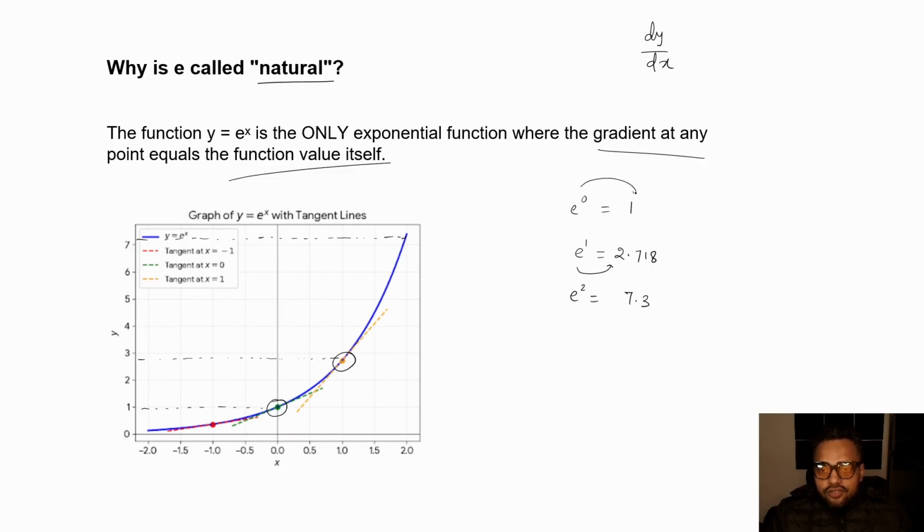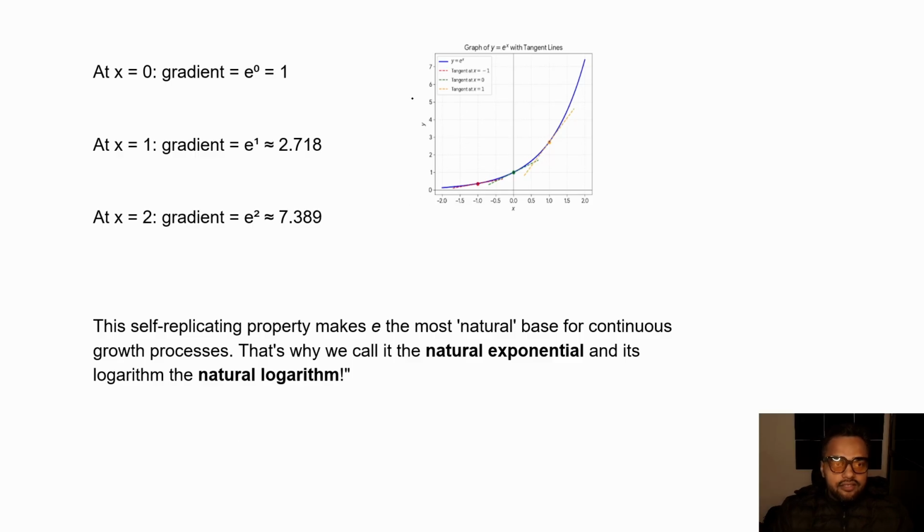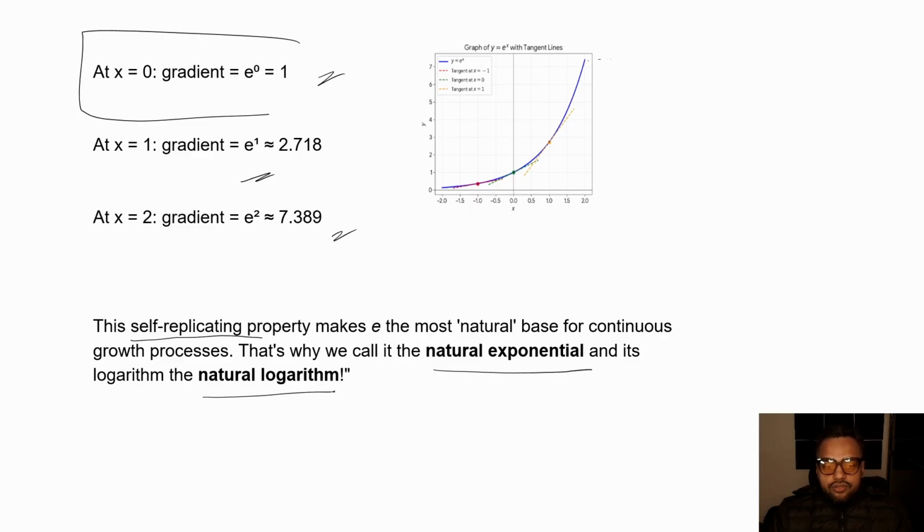e raised to the power 0 is 1. So e raised to the power 2 means 2.718 squared. So here the gradient at any point equals the function value itself. This is why it is called natural, which I have shown you in my next slide as well. So at x equals 0 it is 1, at x equals 1 it is 2.718, and at x equals 2 it's 7.3 here. This is the self-replicating property which makes it a natural exponential, or you can say natural logarithm.